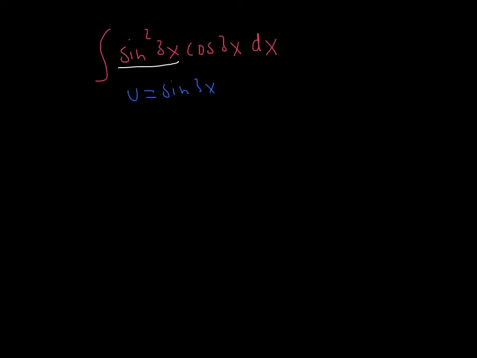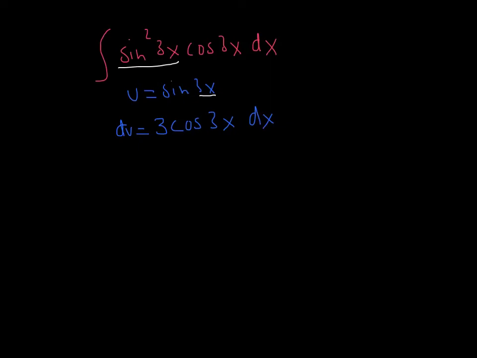Instead, we're going to let u equal sine of 3x, and you're going to see how this works in just a moment. So we're going to take the derivative, as we did in the last problem, and the derivative of sine is cosine, but don't forget that we have a chain rule situation, so 3x is inside sine, so we're going to need to multiply by the derivative of 3x. This is going to end up being 3 cosine of 3x dx.